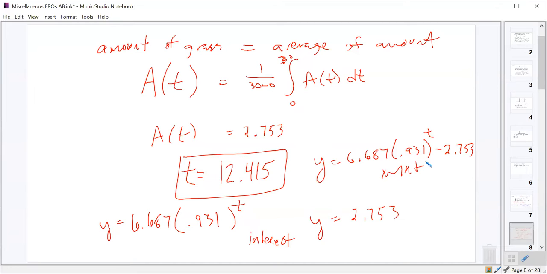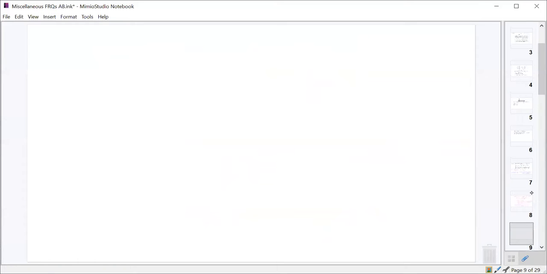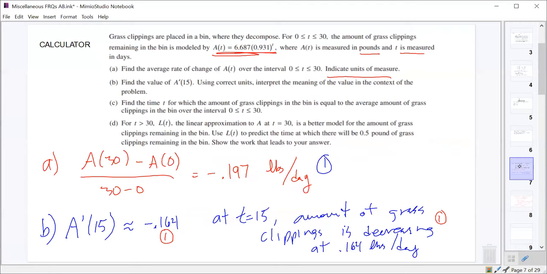Yes, thank you. Sure. That was worth 2 points. 1 point if you use the average value theorem, the mean value theorem for integrals, and 1 point for getting the answer. All right, part D.